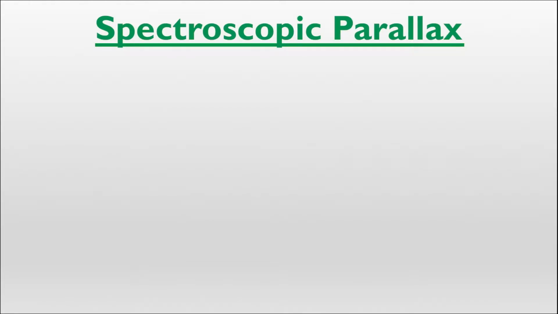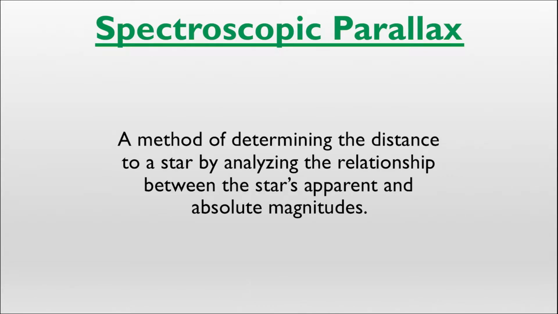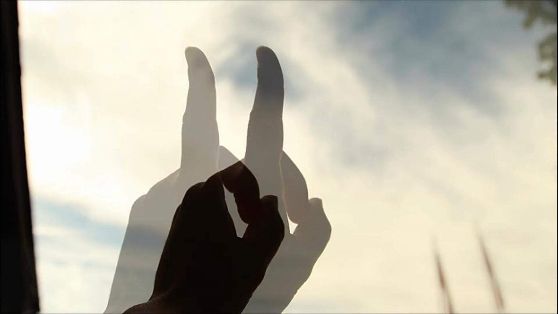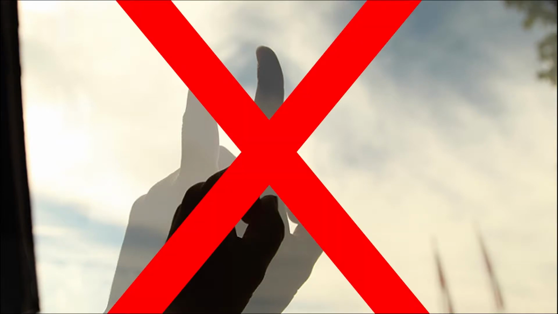Now we'll finally come around to talking about spectroscopic parallax. This is a method of determining the exact distance to a star by analyzing the relationship between the star's apparent and absolute magnitudes. Now, this is not to be confused with the visual parallax effect that we used as the basis for stellar parallax. This one's different.